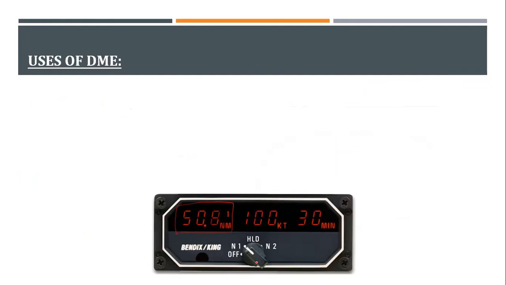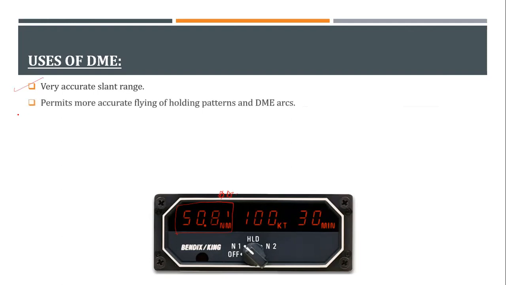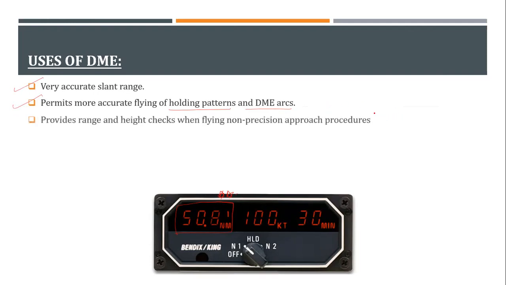Okay, no problem. So we can see we have off, N1, hold, N2, not required for you to know all these. This is the part where I would like to focus. This is where you can see nautical mile, the distance is given. DME is used to calculate the slant range, permits the aircraft for holding patterns, and DME, of course, if you're holding over a station, you can easily use the DME. Provides range, height checks, and flying for non-aviation.